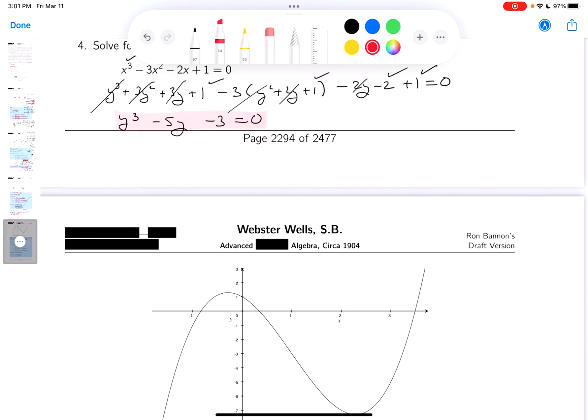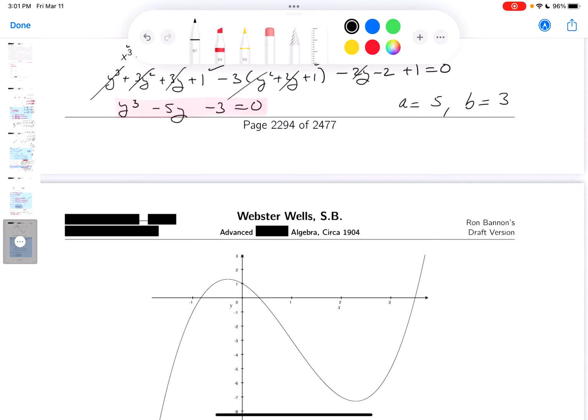Now what do I have to do? I have to identify the a and the b. The a in this problem is going to be 5, and the b in this problem is going to be 3. Now before you go forward, we do provide a picture for you, and I know my roots over here. This root roughly is 3 point something, about 3.5. This one over here, I'm going to say about 0.4, and over here, about minus 0.8.